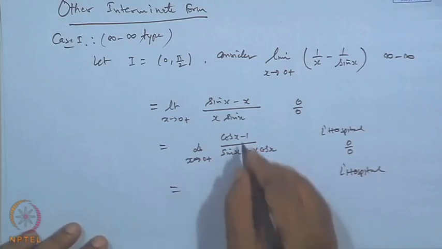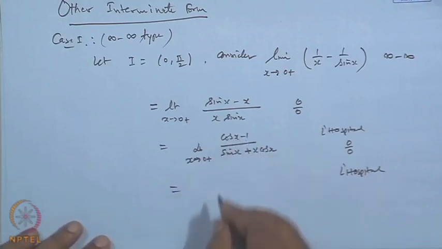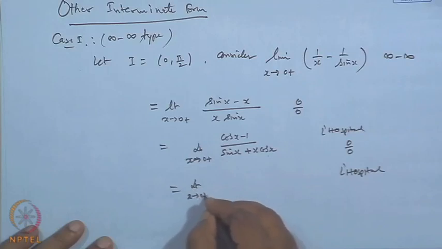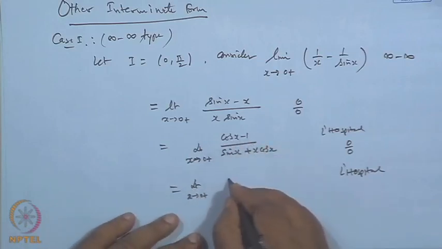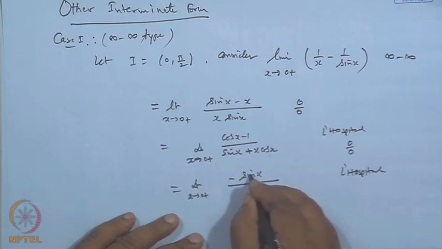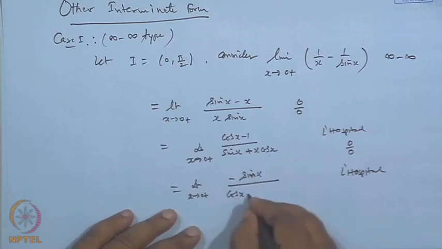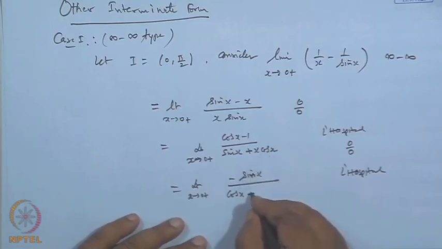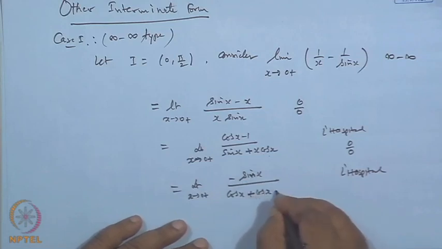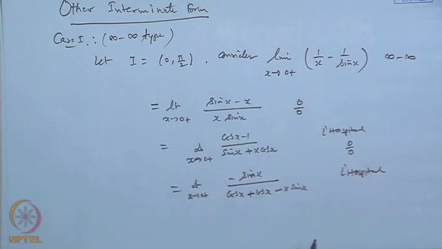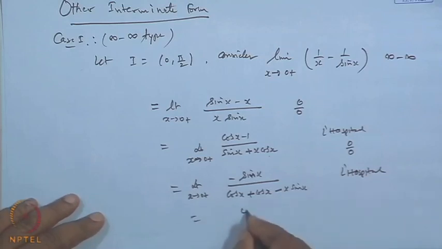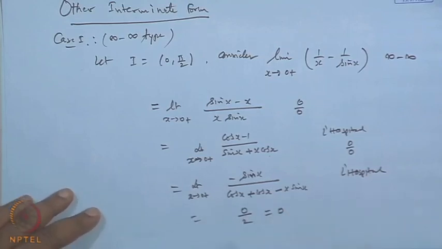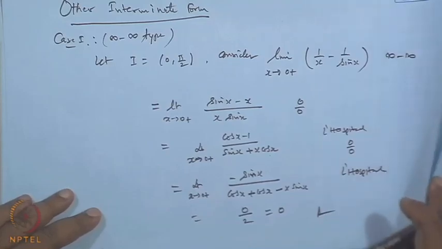So further apply L'Hospital's rule, because all the f(x) and g(x) satisfy the conditions of L'Hospital's rule. We get the limit as x tends to 0 plus of minus sin x divided by (cos x plus cos x minus x sin x). When you take the limit of this as x tends to 0, it comes out to be 0 over 2. So this is 0, and that is the answer.